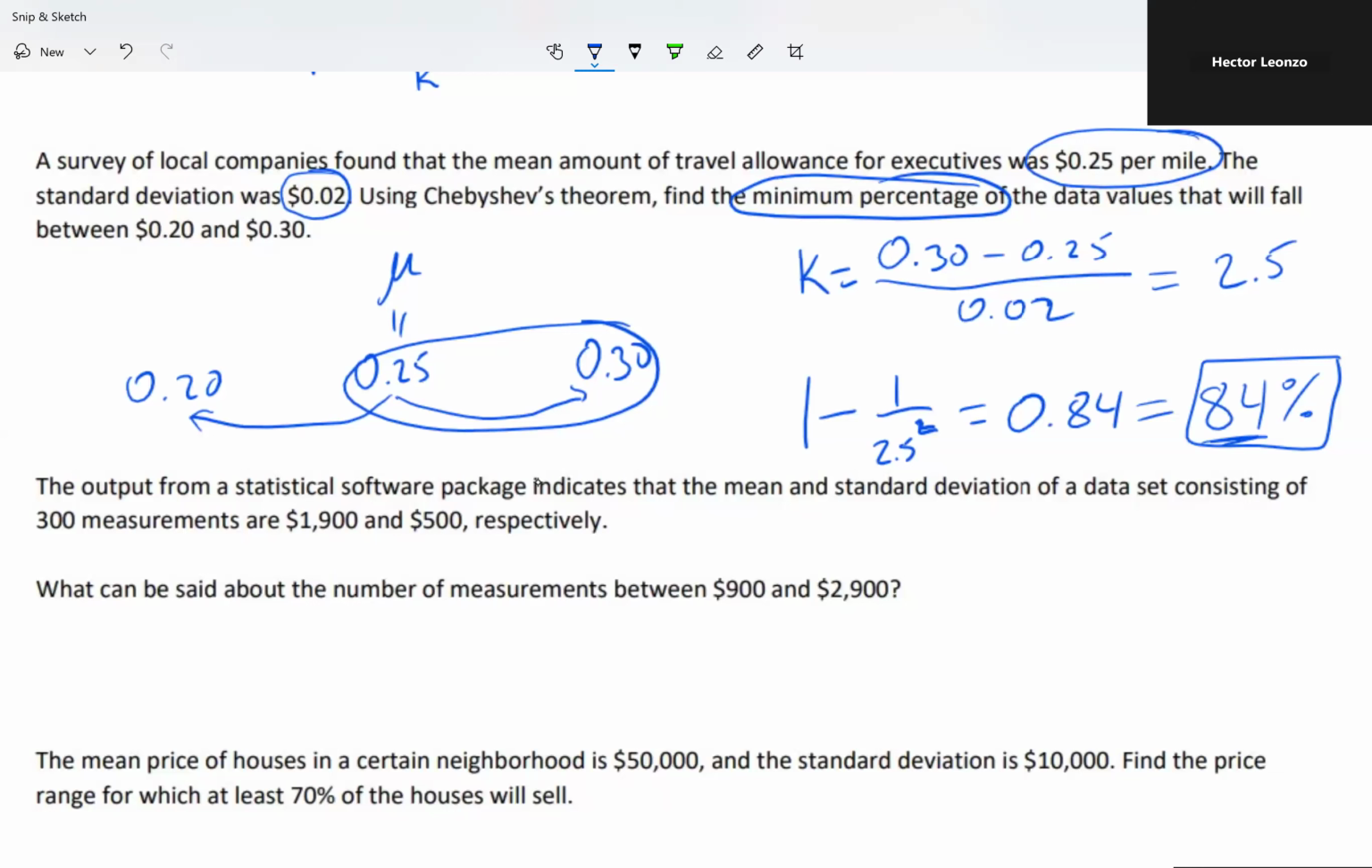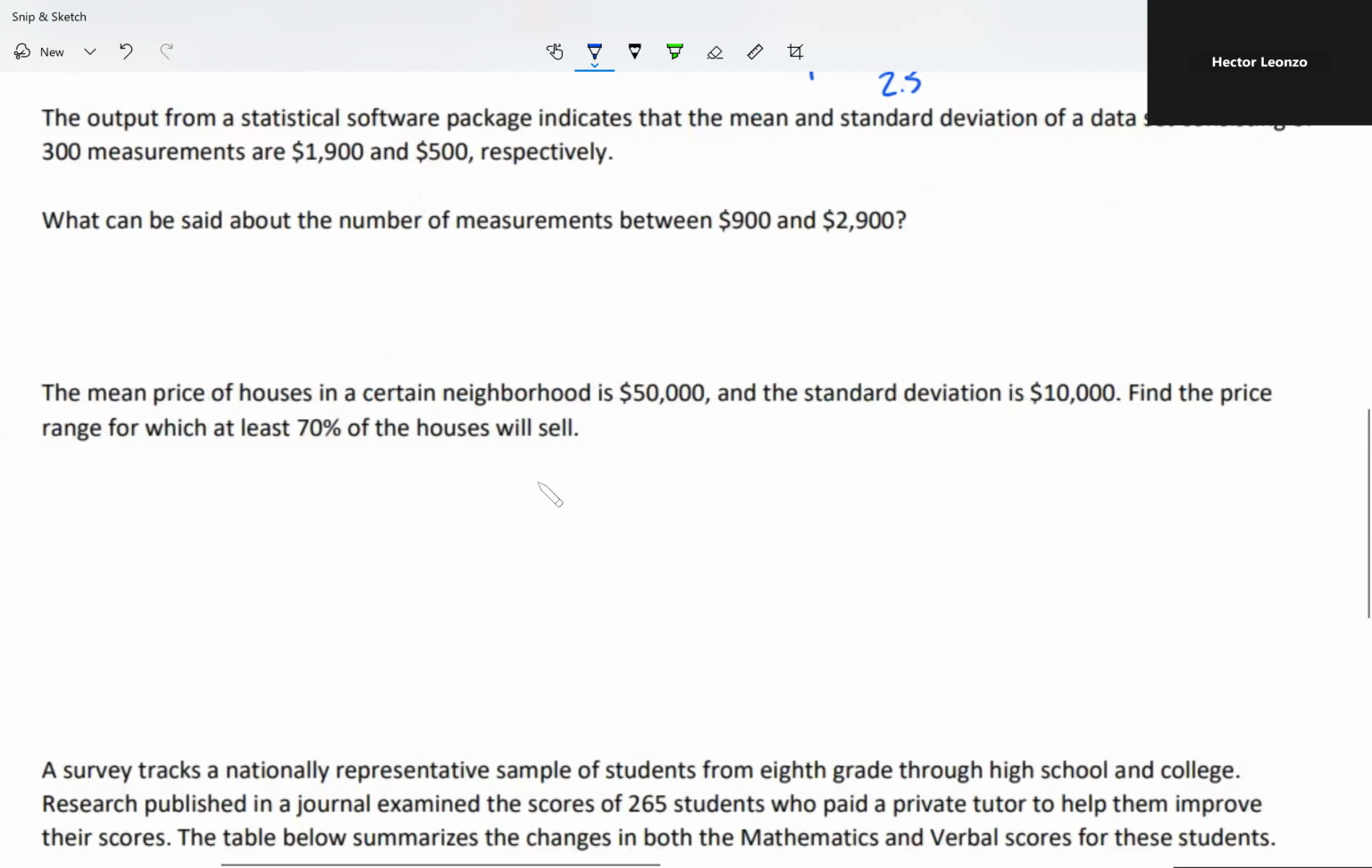So to use Chebyshev's theorem to find the percentage, I go 1 minus 1 over K squared, and it gave me 84%. Now let's take a look at another example.